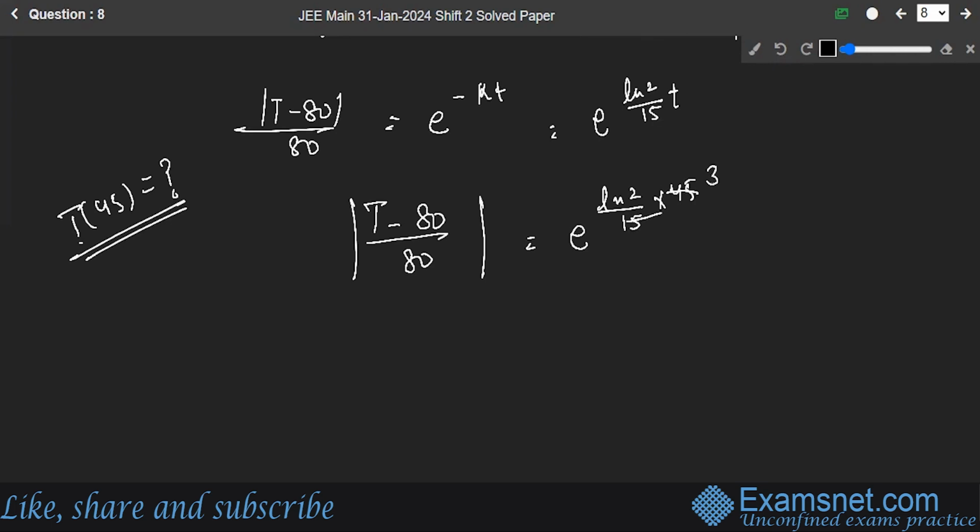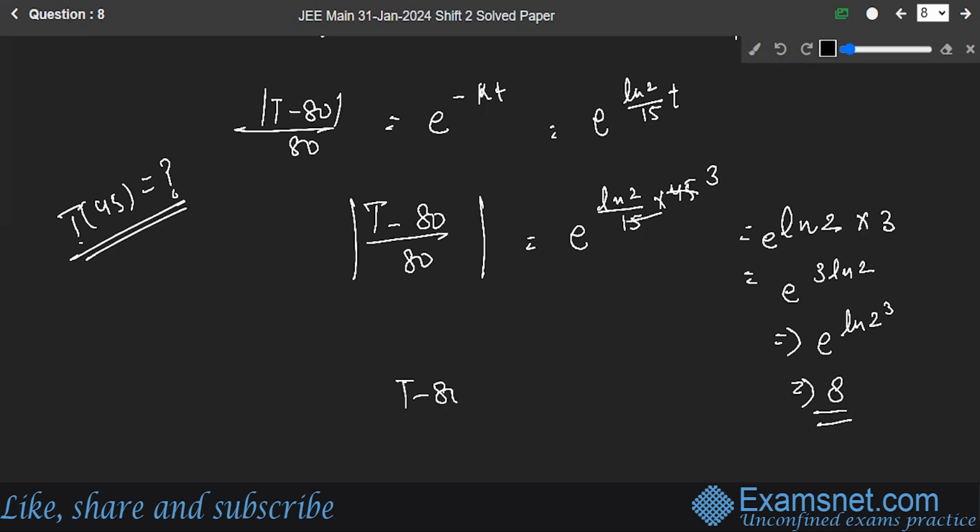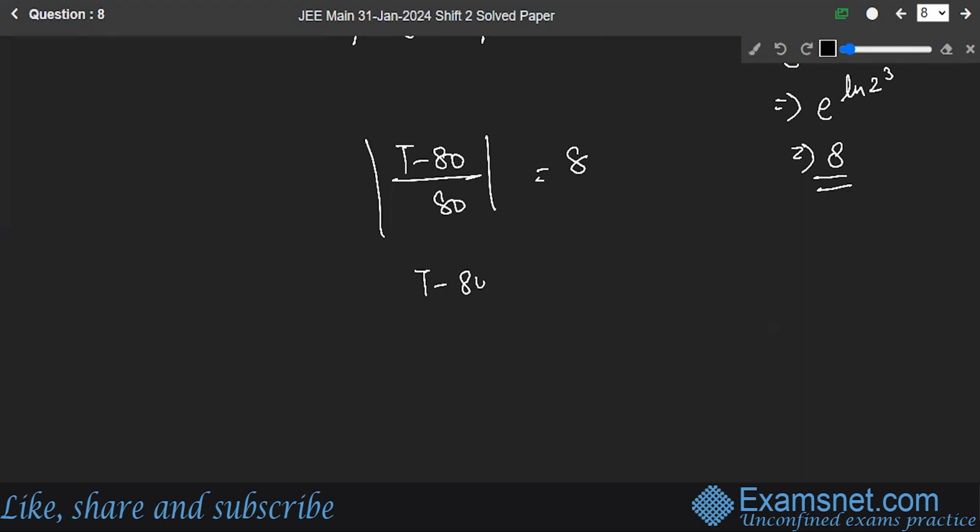This is equal to, it gives me this. So this is equal to natural log 2 into 3, right? So this makes it e raised to power 3 log 2, or this is equal to e raised to power log 2 raised to power 3, or this is equal to 8. So you have T minus 80 upon 80 is equal to 8, or here you will have T minus 80 is equal to this.